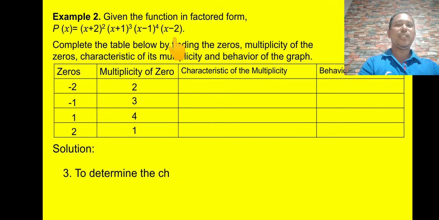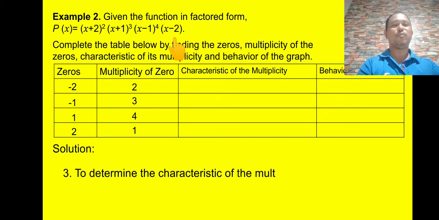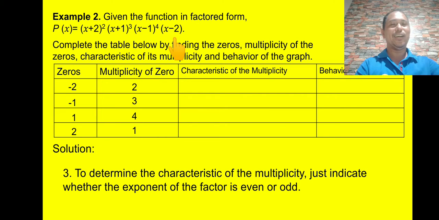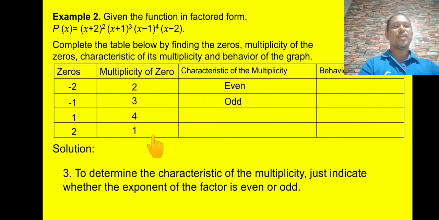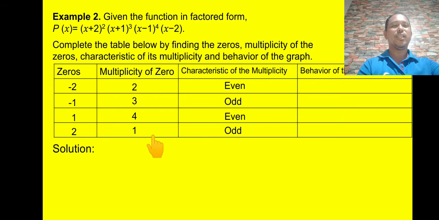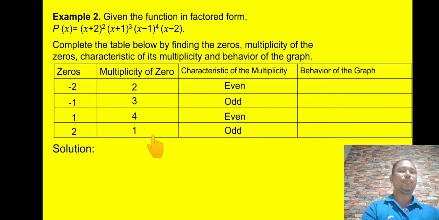So to determine the characteristic of the multiplicity, just indicate whether the exponent of the factor is even or odd. Okay, that is very simple here. 2 is even, 3 is odd, 4 is even, 1 is odd. It is very simple.